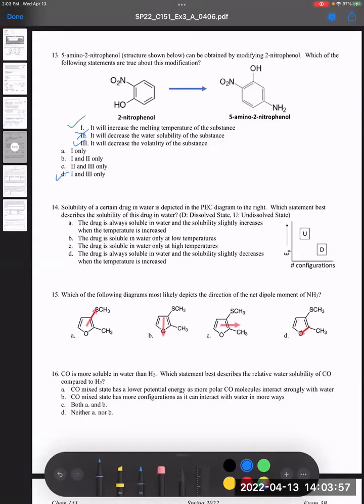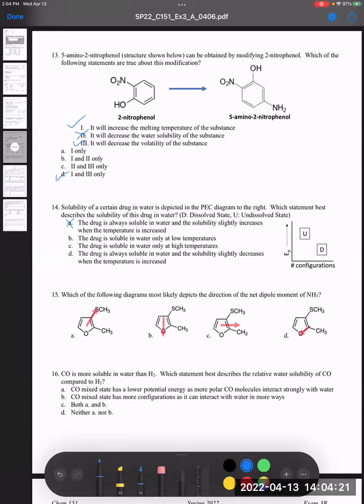So let's see. The options are: the drug is always soluble in water, which is correct, and the solubility slightly increases when the temperature is increased. No, that is not correct. Okay, so the dissolved state or the mixed state has a lower potential energy. Therefore, increasing temperature will slightly decrease the solubility, not increase the solubility. Therefore, option A is incorrect.